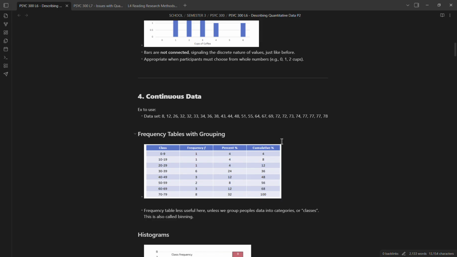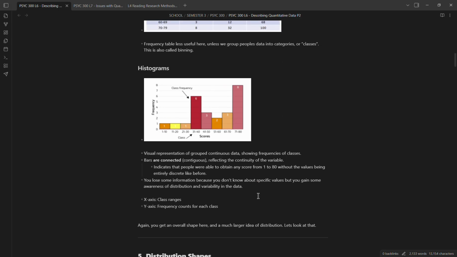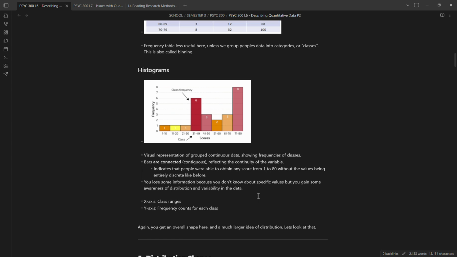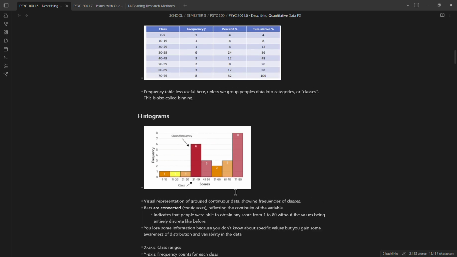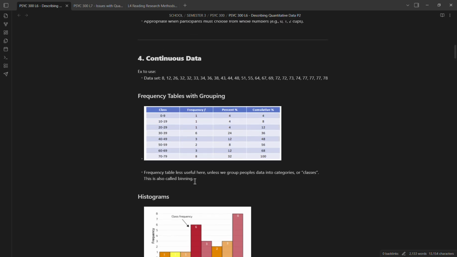So unless we group people into categories or classes, it's not really too useful. Once we start grouping people into categories or classes, which is called binning, that's when it becomes useful. And that's where we get histograms. So it kind of becomes a visual representation of grouped continuous data showing frequencies of classes.